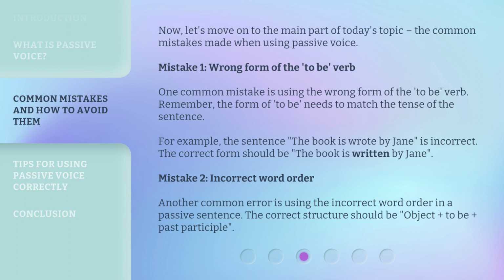Now, let's move on to the main part of today's topic: the common mistakes made when using passive voice. Mistake 1. Wrong form of the to be verb. One common mistake is using the wrong form of the to be verb. Remember, the form of to be needs to match the tense of the sentence.